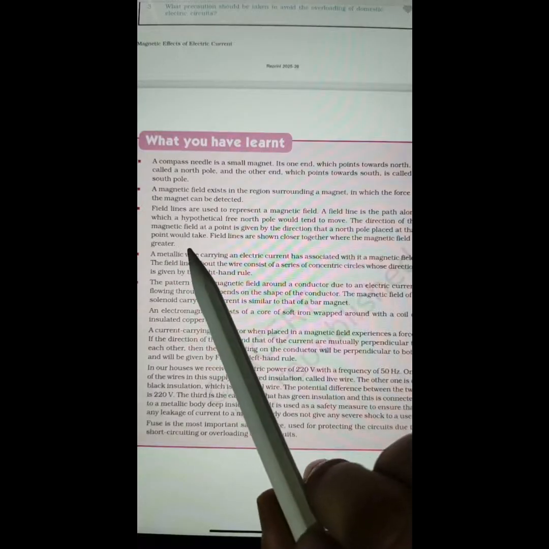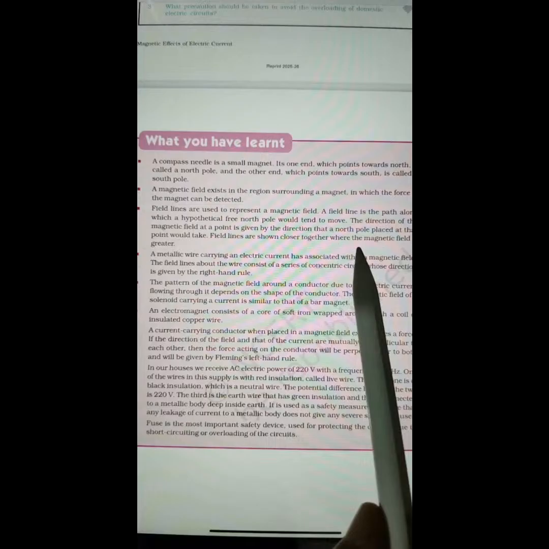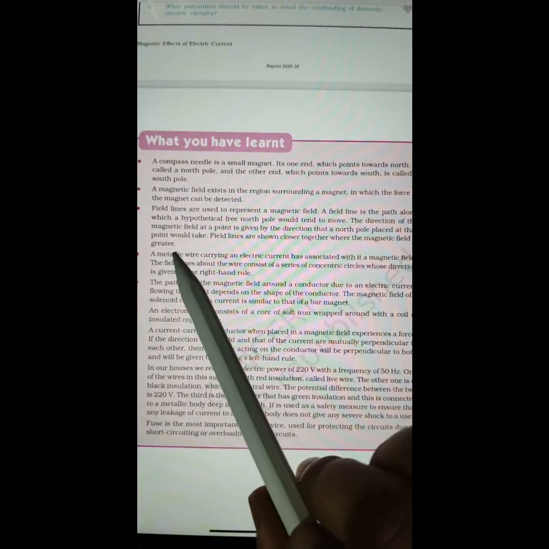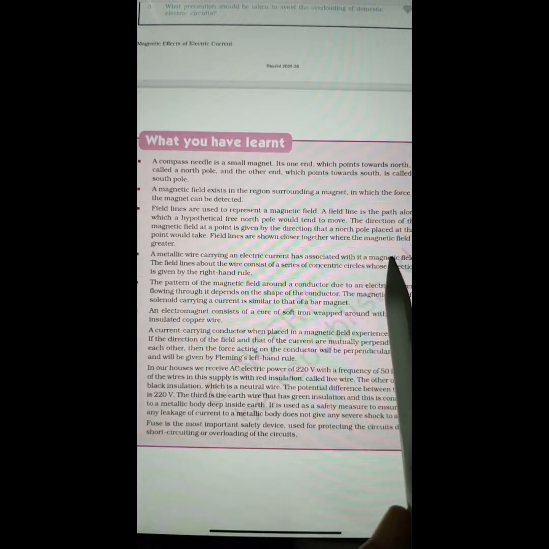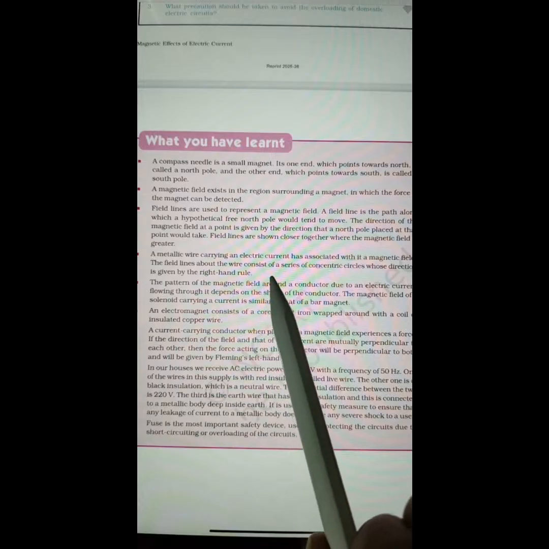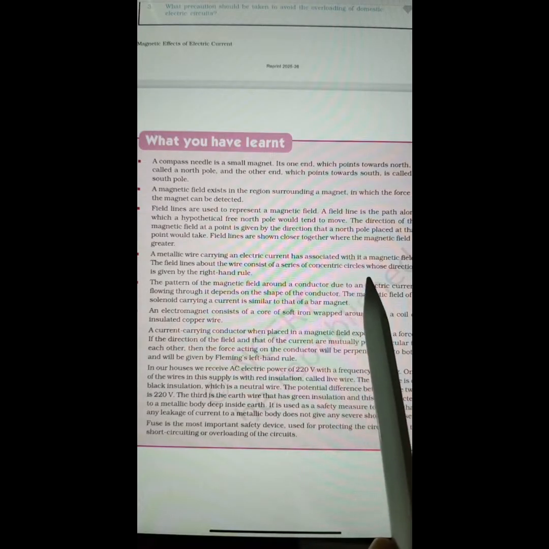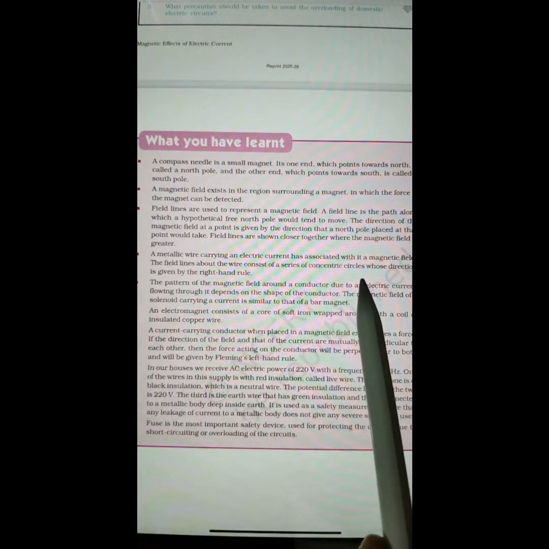The direction of the magnetic field at a point is given by the direction that the north pole placed at that point would take. Field lines are shown closer together where the magnetic field is greater. A metallic wire carrying an electric current has associated with it a magnetic field. The field lines about the wire consist of a series of concentric circles whose direction is given by the right hand rule.